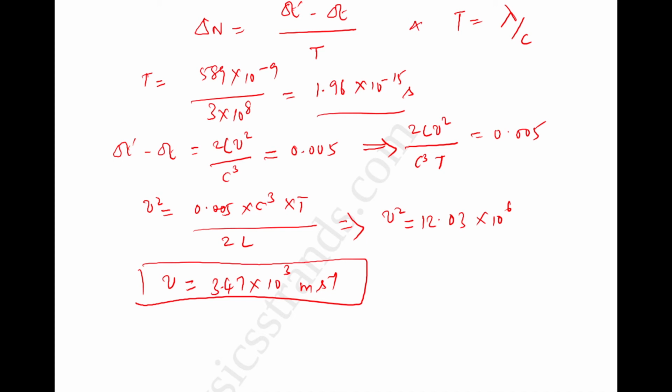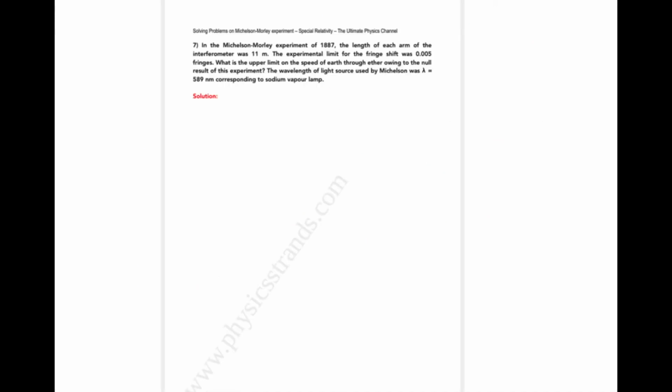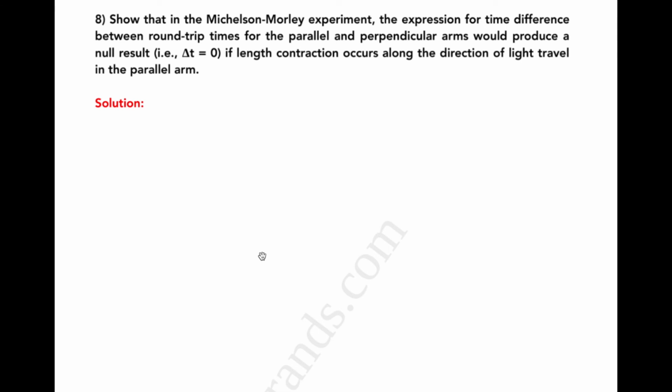Right, so let's proceed to discuss the next problem. So this problem showed that in the Michelson-Morley experiment, the expression for time difference between the round trip times for parallel and perpendicular arms would produce a null result, that is del t is equal to 0, if length contraction occurs along the direction of light travel. This is interesting because the null result of the Michelson-Morley experiment was explained using different reasons. When the experiment result came out, different scientists approached that result in different ways.